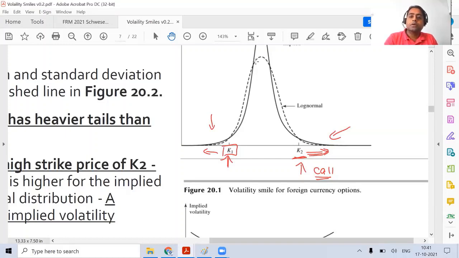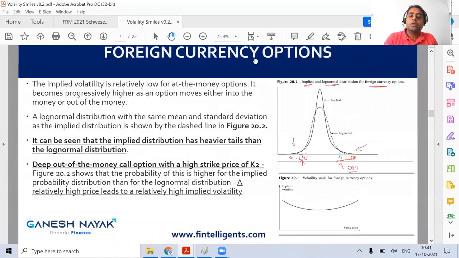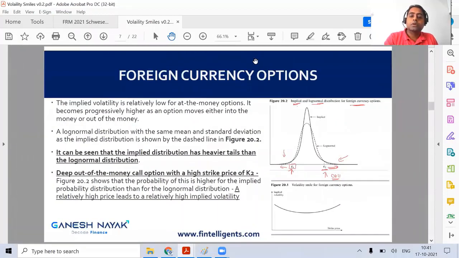All good. Now, zooming out, I want you guys to read this entire part. Okay. And focus on this section, the last part. There is also one more slide, next slide, which is going to get connected. This part is deep out of the money call option.